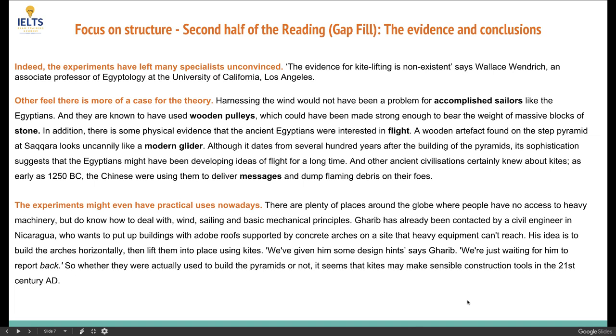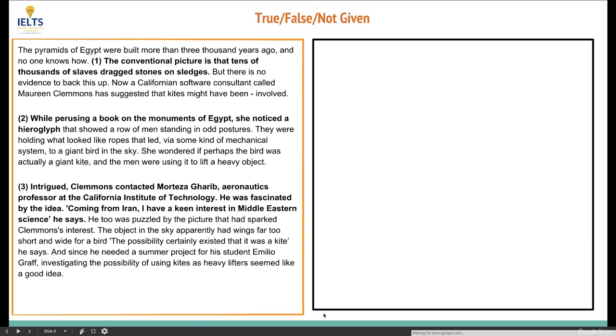Now, we're not doing this today, but I want to show you the second half, which is based on gap fill, gives us other evidence and conclusions about the future. So the other evidence we can see here, many specialists are not convinced. Other specialists feel that there is some truth. And here the final paragraph tells us that there may be many practical uses for this test. But we're not looking at that today. We're going to focus on the true, false, not given.